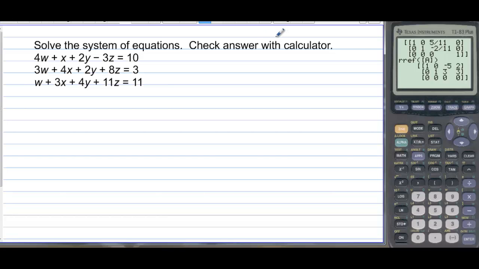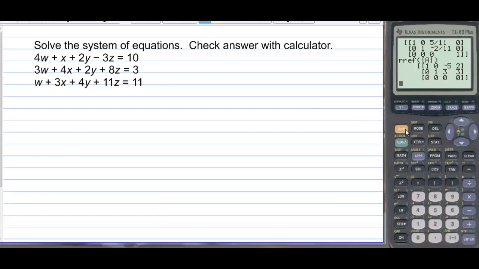Solve the system of equations and check answers with a calculator. Well, what if on this one we just used our calculator? So we have second matrix, and we're going to edit. And this now is a 3 by 5. So 3 by 5, and we have 4, 1, 2, -3, and 10. We have 3, 4, 2, 8, and 3. We have 1, 3, 4, 11, and 11.